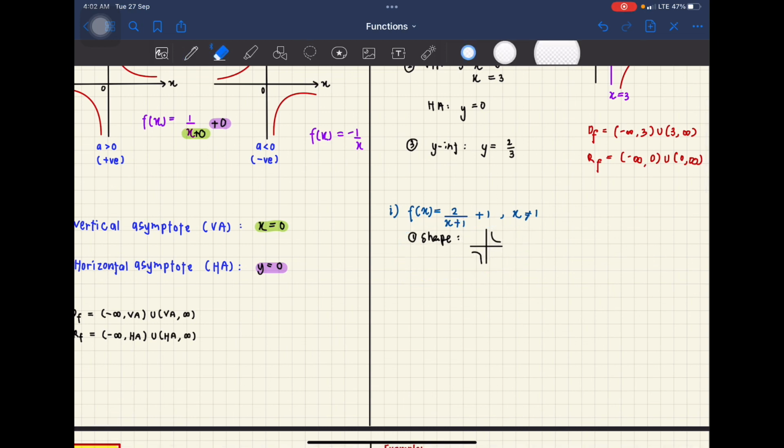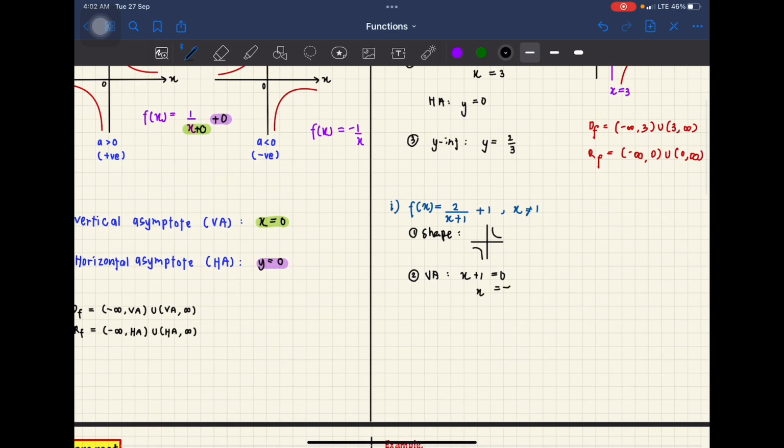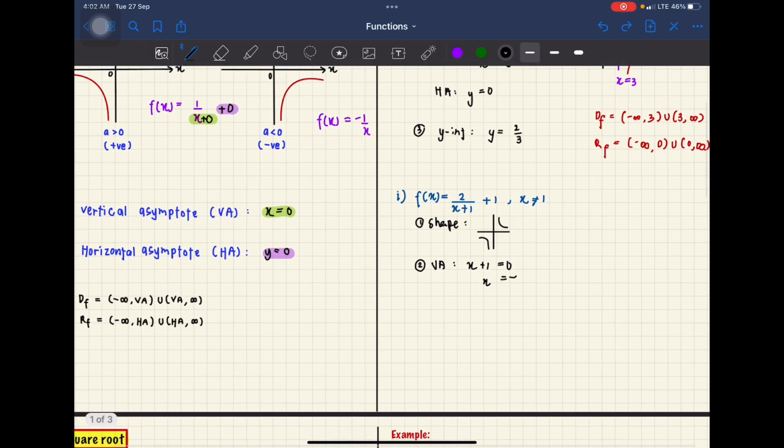Okay, and then second step is terus cari horizontal asymptote dengan vertical asymptote. Okay, so untuk vertical asymptote, kita akan tengok dekat bahagian denominator of x ni. So we have x plus 1 is equal to 0. So x is equal to negative 1. That is your vertical asymptote.